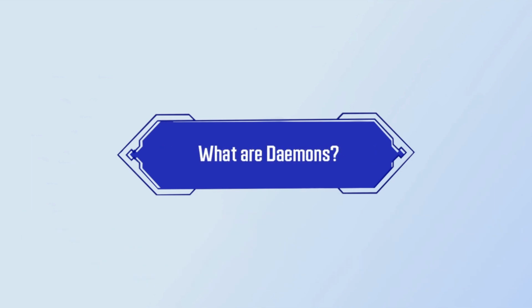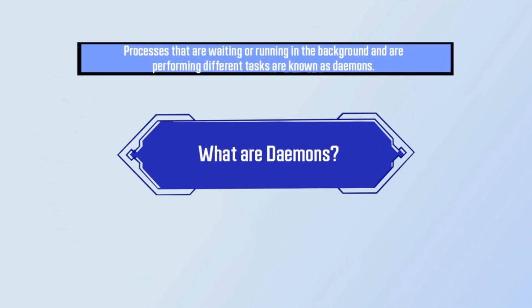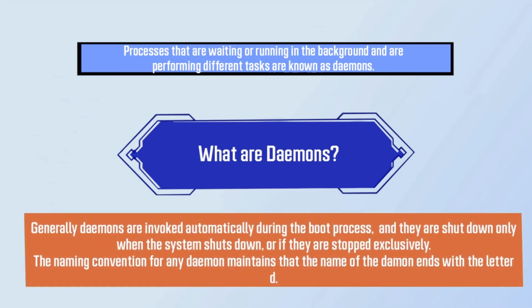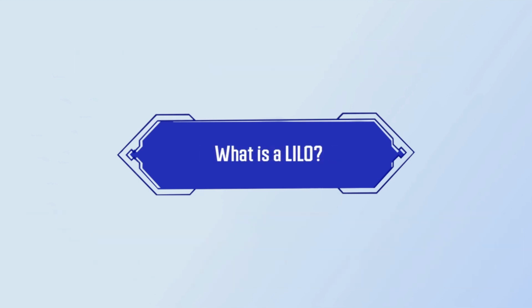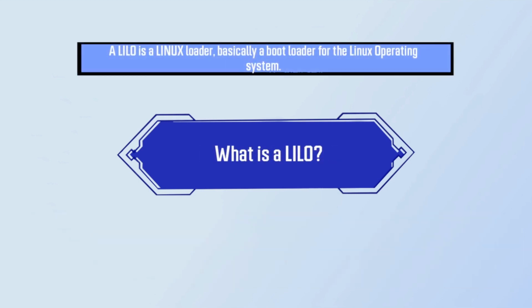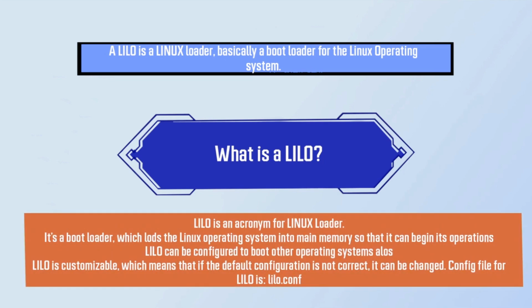What are daemons? The processes that are waiting or running in the background and are performing different tasks are known as daemons. What is Lilo? Lilo is a Linux loader, basically a bootloader for the Linux operating system. Lilo is an acronym for Linux loader.